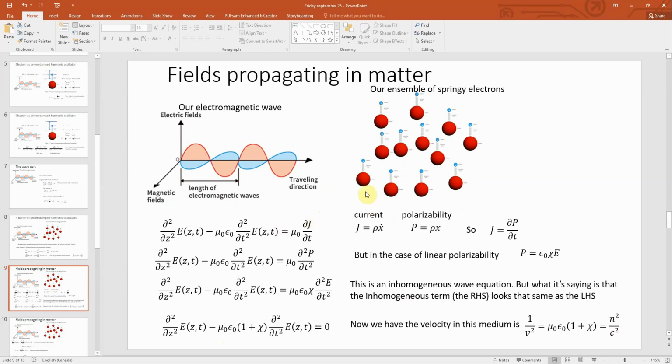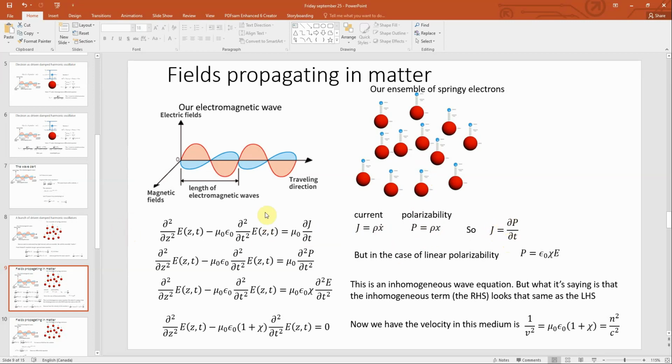But what happens in general if we actually hit something that can move these electrons around? In general, the current is the charge density times the velocity, or x dot, but the polarization of some material is given by the charge density times the separation of the positive charges from the negative charges. And so we can see just from how these equations relate to one another that the current is the rate of change of the polarization.